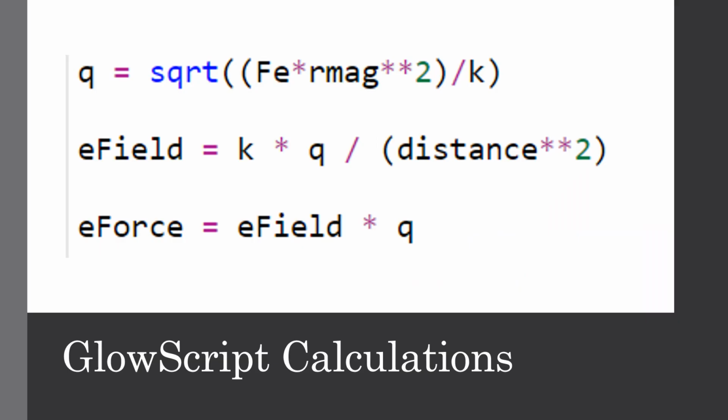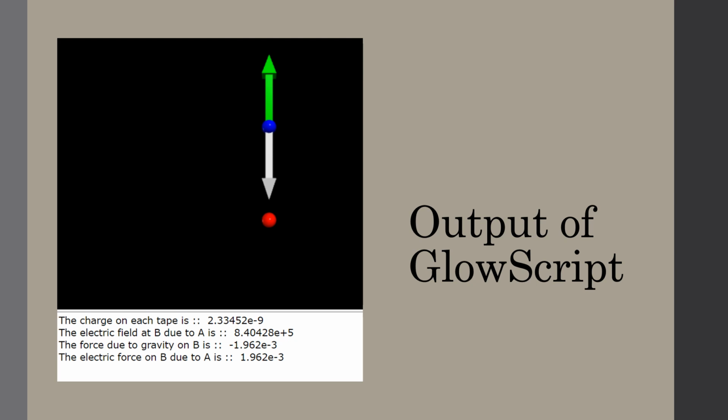And here are some of those coded calculations for the charge, the electric field, and the electric force. And here's the output of that GlowScript model. So you can see that the charge of each tape is 2.33 times 10 to the negative 9th coulomb. The electric field at B due to A is 8.40 times 10 to the 5 newtons per coulomb. And the force of gravity is equal to the electric force on B due to A, and the magnitude of both is 1.96 times 10 to the negative 3 newtons.